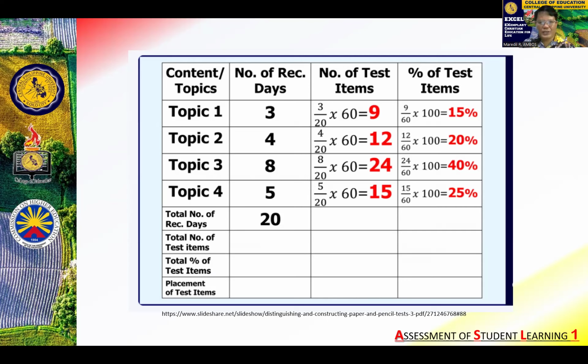We can use the formula again in getting the number of test items. You're going to have the number of recitation days divided by the total number of recitation days times the total number of items. Who is the one giving the total items? You as a teacher. So that's it. What about the percentage of the test items? You have the number of test items over the total number of items times 100. So that's the formula.